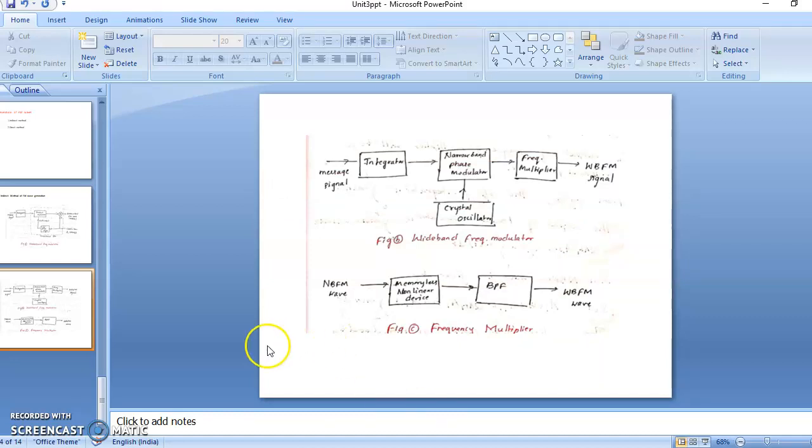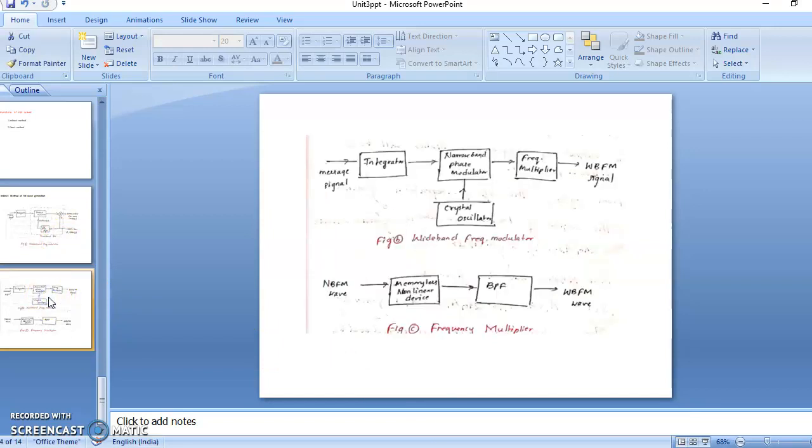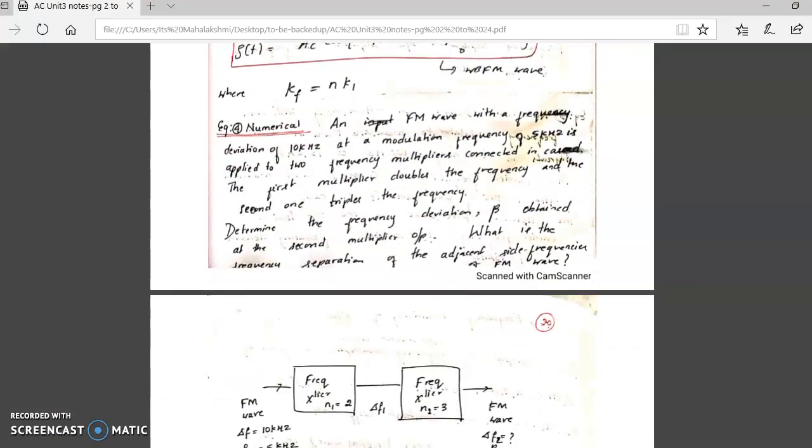So this method, what we have understood here, is actually the indirect method of FM wave generation. Now, hope you have understood the significance of frequency multiplier, and we will solve one problem on this so that it will be clear to you. Let us take this problem.